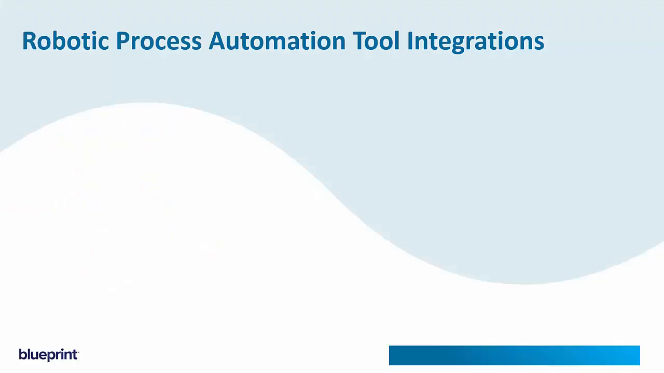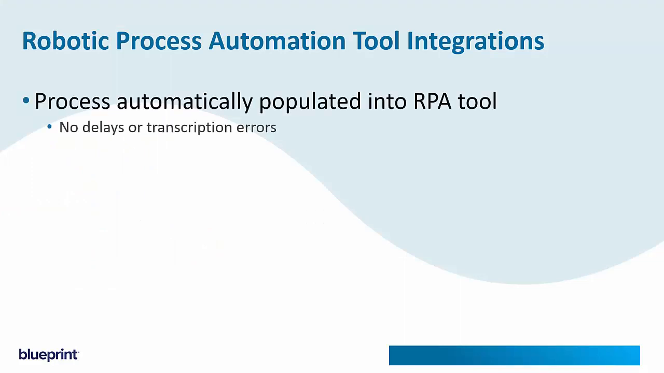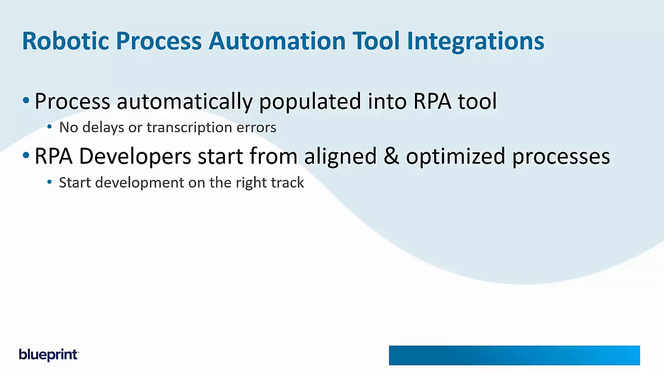With Blueprint's robotic process automation integrations, processes are populated into the RPA tool of choice automatically. This streamlines collaboration between business stakeholders and RPA developers and removes a key source of error. RPA developers start their work not with a blank sheet of paper, but with a process that's been optimized and perfectly aligned with business strategy and customer needs in Blueprint. This gets RPA developers started right from the outset.